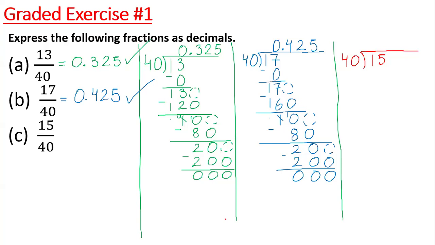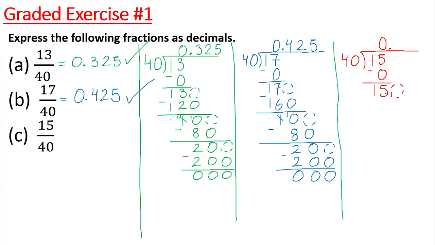All right. How many times does 40 go into 15? 0 times. 40 times 0 is going to be what? 0. 15 minus 0 is going to be what? 15. We're going to have to put a what? A decimal point. The decimal point gives us permission to add an imaginary 0 here.